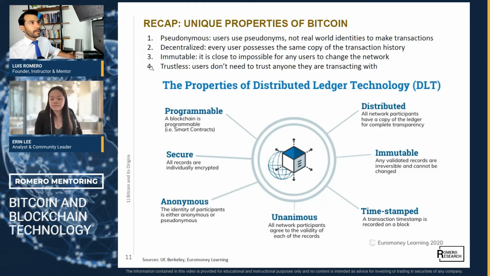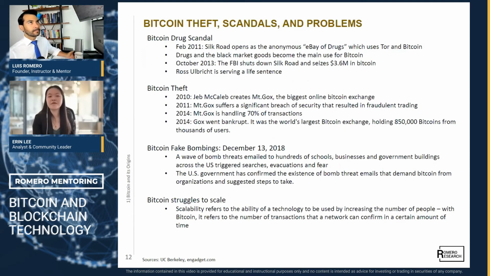Okay. Now I'm still going through some of your slides here. So, recap: unique properties of Bitcoin. Okay. So programmable, secure, anonymous, timestamp, distributed, immutable. Okay. Is there anything else that you will add to this slide? No, I think the 4 bullet points really sum up the properties of Bitcoin and why it works and why people favor Bitcoin. You can also make the same argument on the other side, but these are the ones that I focus on.